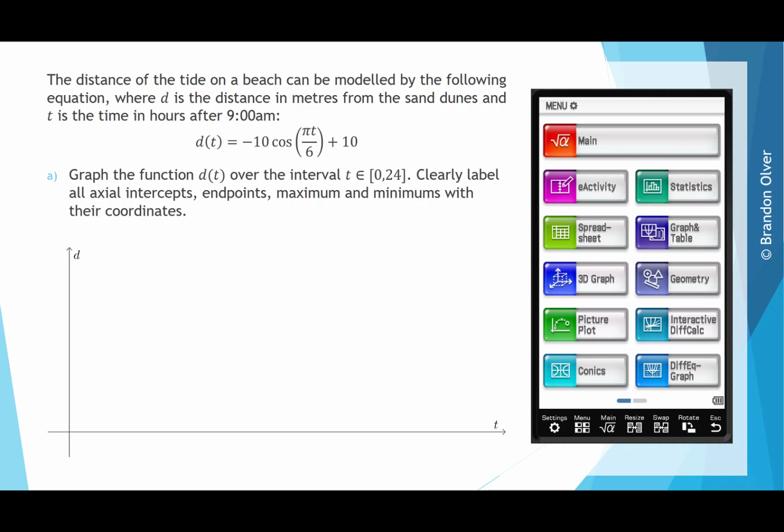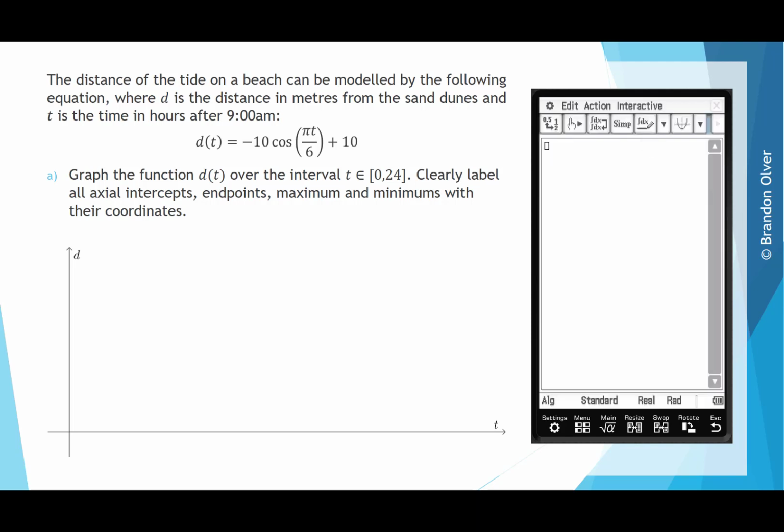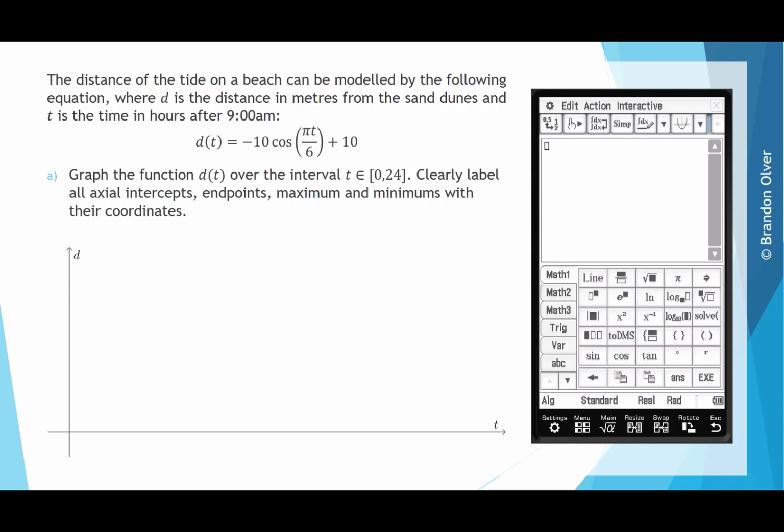On the CAS calculator, go into the main menu. Before we go too far into this, just check that the settings are correct. So for this question, we want our calculator set into radians. Next, we want to type in our equation d(t). So we have negative 10 times cos, and then it's pi, and we're going to replace t with x for the calculator, divided by 6. Close the bracket, and plus 10.